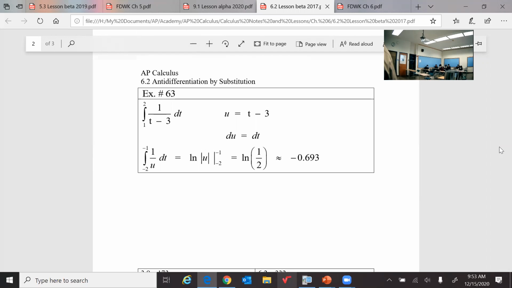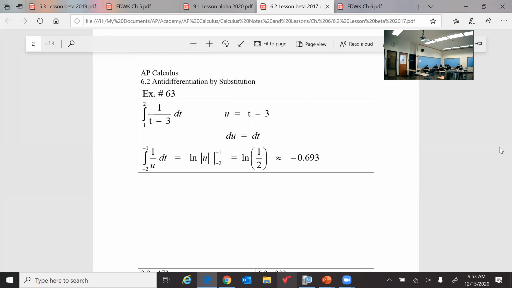Let us do the problem here. Mu is the denominator, yes? So d mu dt equals 1, so d mu equals dt. There's nothing to do, so we can change the limits. So I put 1 in here. 1 plus a negative 3 is negative 2. The upper limit's 2. 2 plus a negative 3 is negative 1.